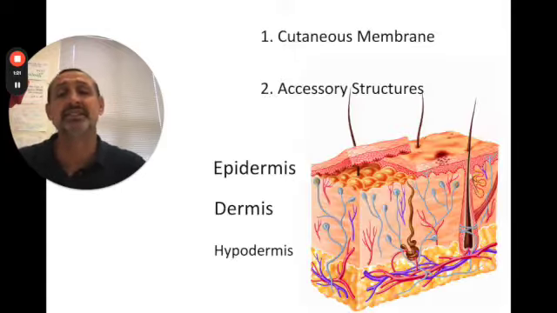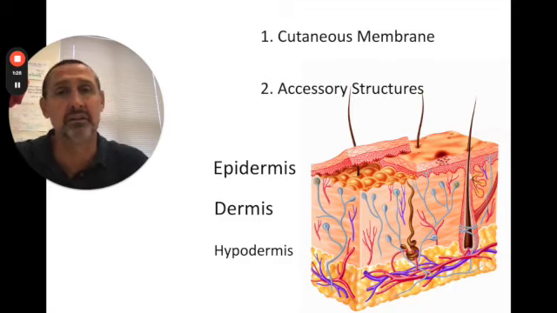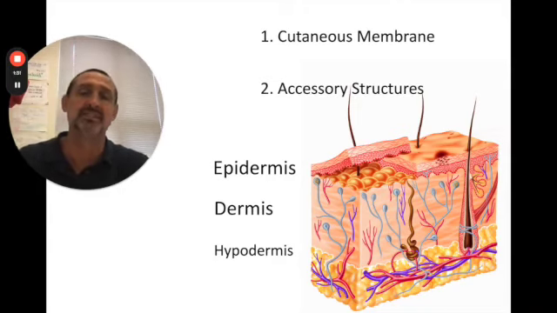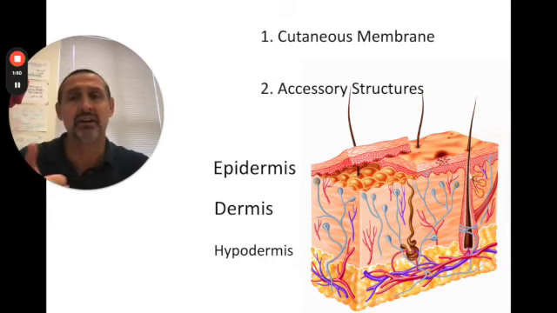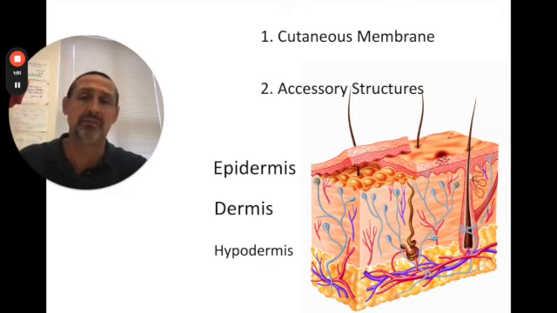Skin plus accessory structures. So here are the two major components of the integumentary system. Cutaneous membrane, that's going to consist of epidermis, dermis, and then depending on who you're talking to, the hypodermis. And then there's accessory structures, hair, nails, glands, that will make up the integumentary system. You'll notice the epidermis is the top layer. Epi means above, hypo means below, dermis, the middle layer. So we'll look at these three layers and some of their parts and their functions.